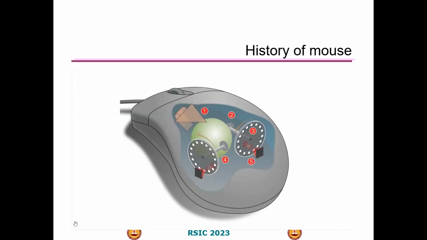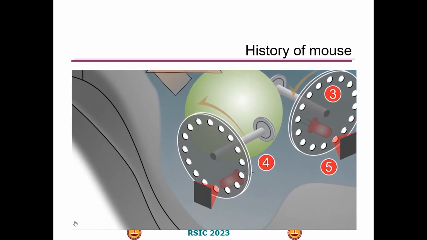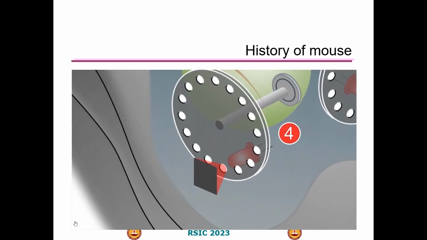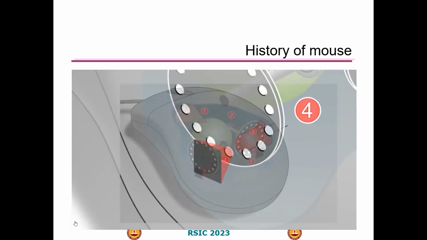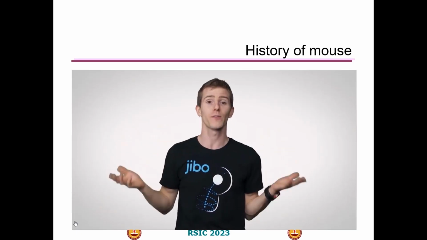These worked by keeping the ball in contact with axles attached to wheels with holes in them. As the mouse moved, the axles would turn the wheels, causing beams of light to repeatedly break into pulses, which hit sensors that registered which way the mouse was moving. This design revolutionized the way we interact with our computers.